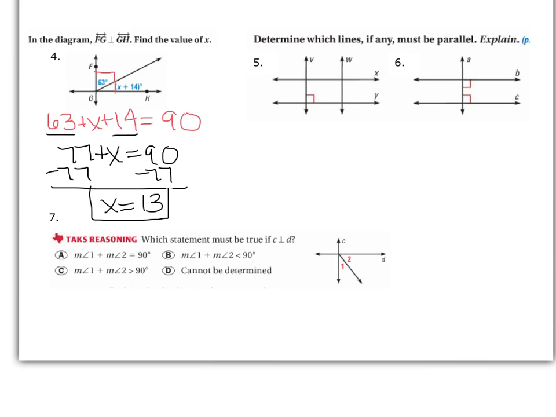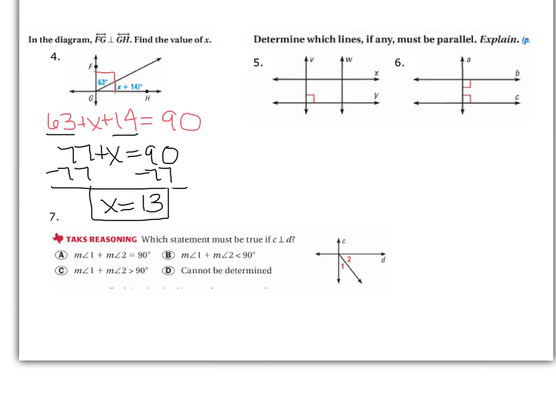All right, number 5, determine which lines, if any, must be parallel and explain. We have talked about this as well. We're trying to prove these two lines parallel, V and W. If we look at V and W, and we use Y as our transversal right now, we only have one angle measurement. We don't have anything over here. So these two cannot be parallel.